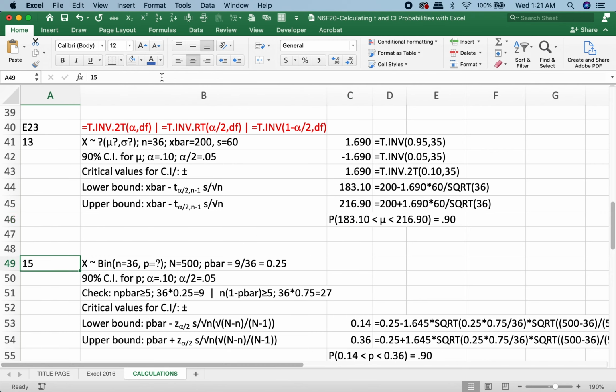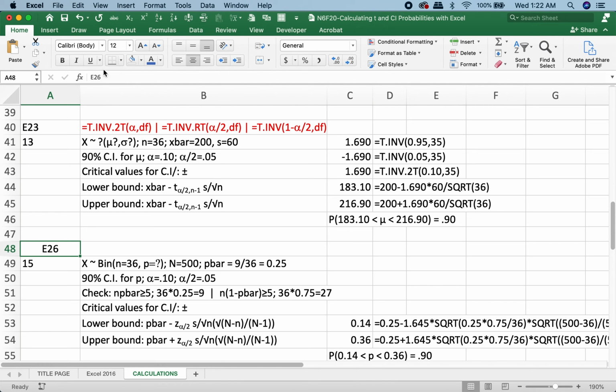Okay, last problem I want to show you is doing a confidence interval for a proportion. And so again, I'm going to show you this in class when we get there, but this is actually, what page is that? It's number 15. It's page E26.